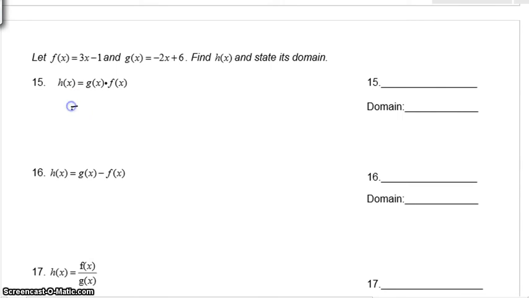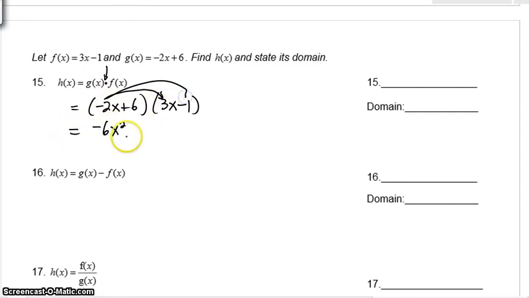Just following these directions, g of x multiplied to f of x, it's the formula negative 2x plus 6. We're going to multiply that to 3x minus 1. The directions tell us to multiply or to FOIL. Negative 2x times 3x is negative 6x squared. Negative 2x times negative 1 is a plus 2x. 6 times 3x is 18x. And 6 times negative 1 is negative 6. So we'll get negative 6x squared. 2x and 18x add up to 20x. And then we have our minus 6.